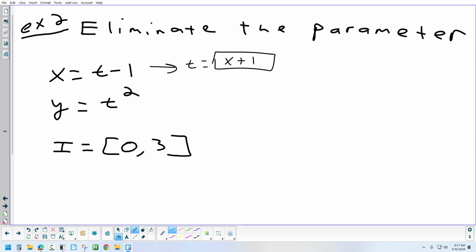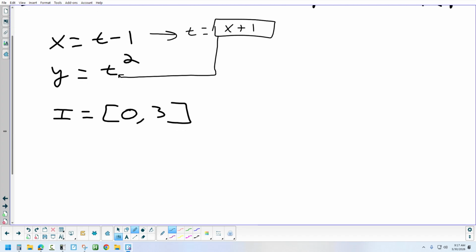Yep, Jackson. Plug the value into the y equation. Yep. Take that value. I'm going to plug that into the y equation for what letter? T. That goes right there. Okay, so let's do that. We get y equals (x plus 1) squared. We can leave it factored. There's no reason to FOIL it out unless they told us to. So that is our equation. It's a parabola that's been shifted 1 unit to the, which way has that been shifted? Yep. Left 1 unit.